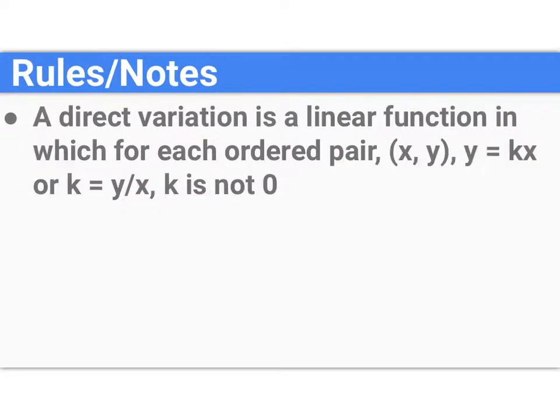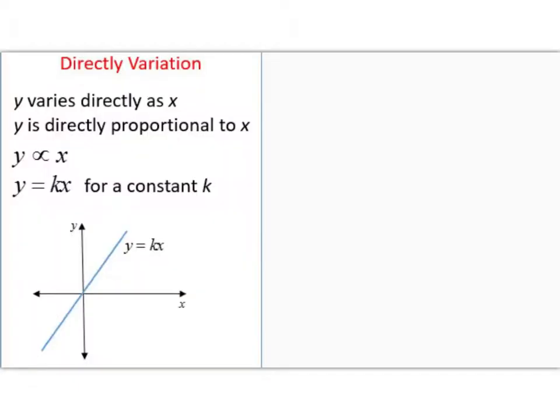Same vocabulary as the previous video. Now we're going to be talking about points. And again, direct variation must go through the point (0, 0). Must.